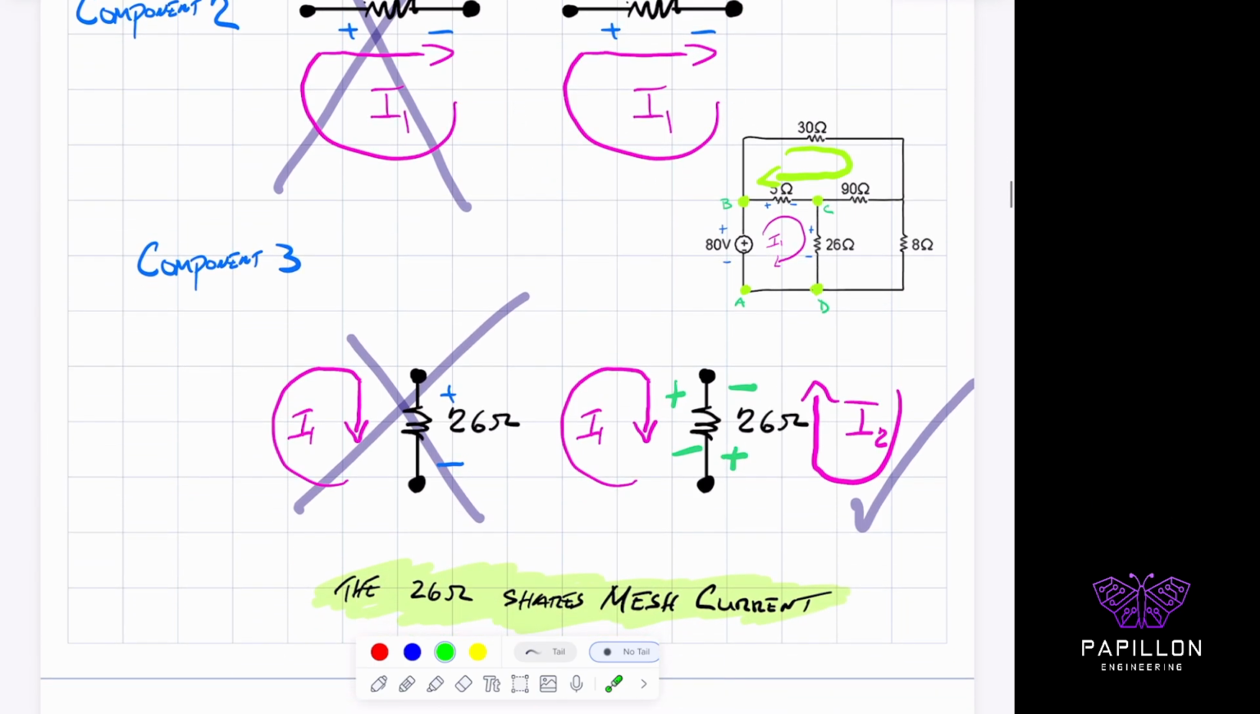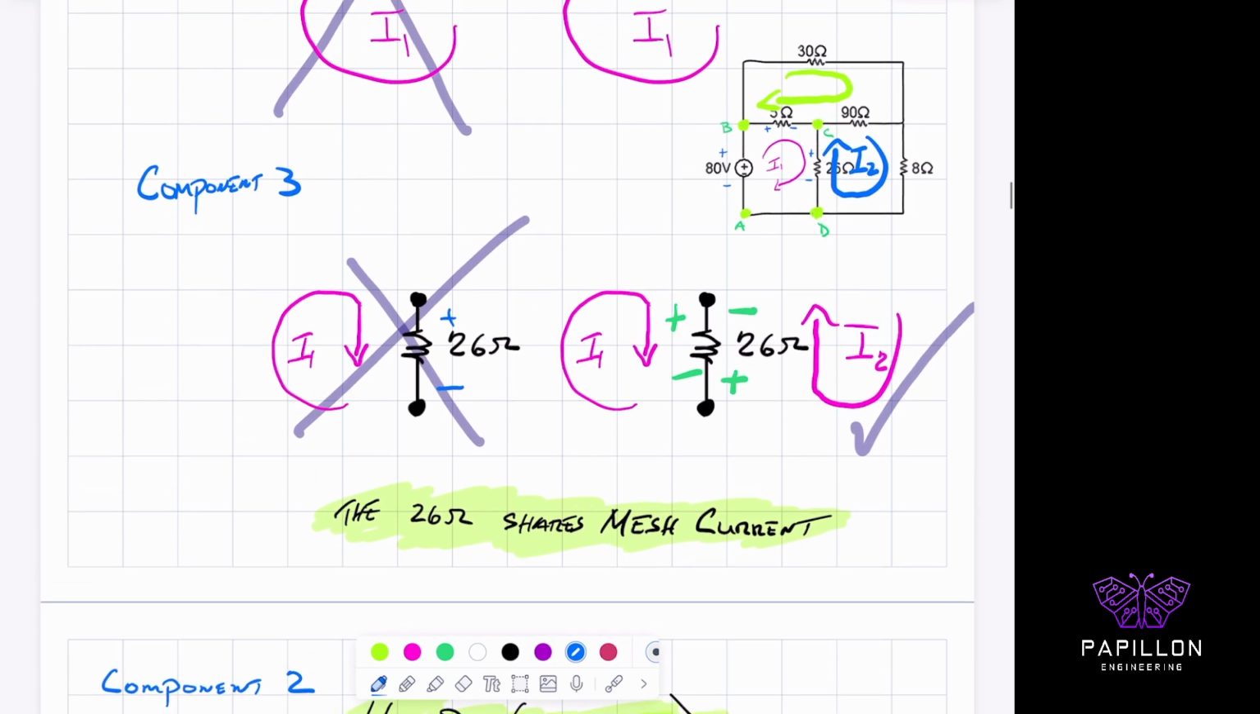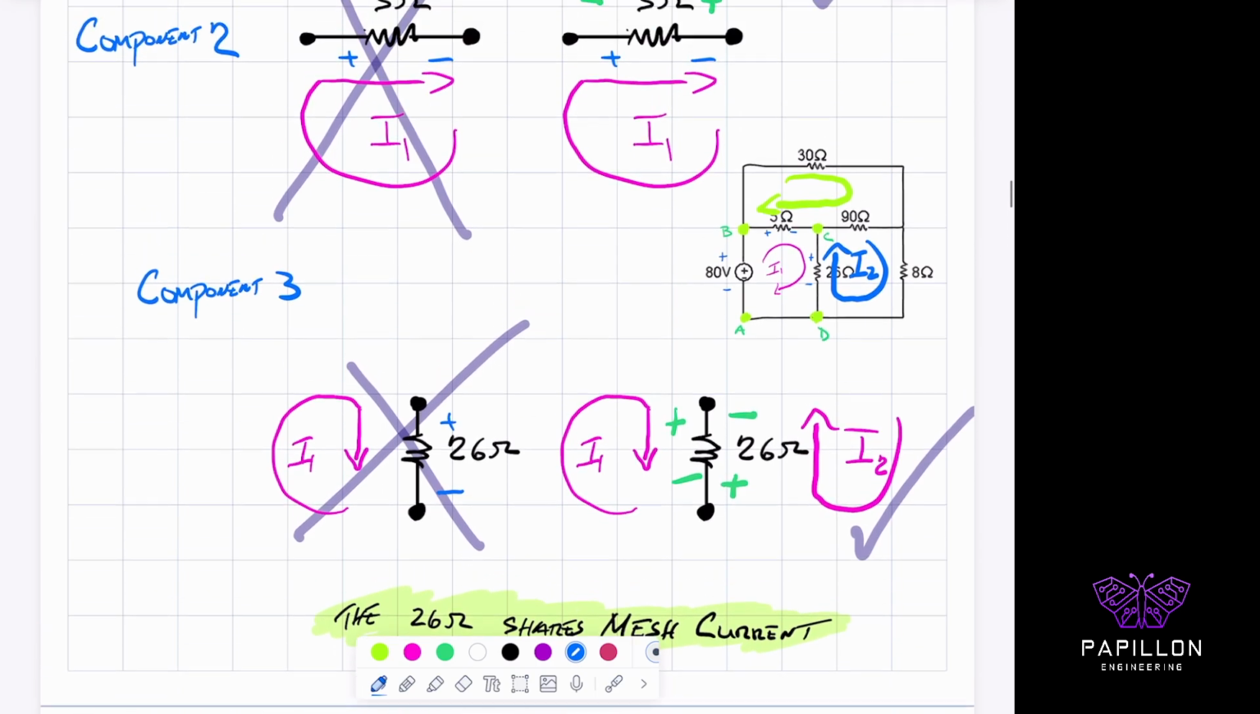And same with component 3. It is shared among both I1, and it's also shared over here because it's going against I1. So it's I1 versus I2. So they're kind of like going against each other. It's really interesting. Okay, so again, the 26 ohm resistor shares a mesh current.